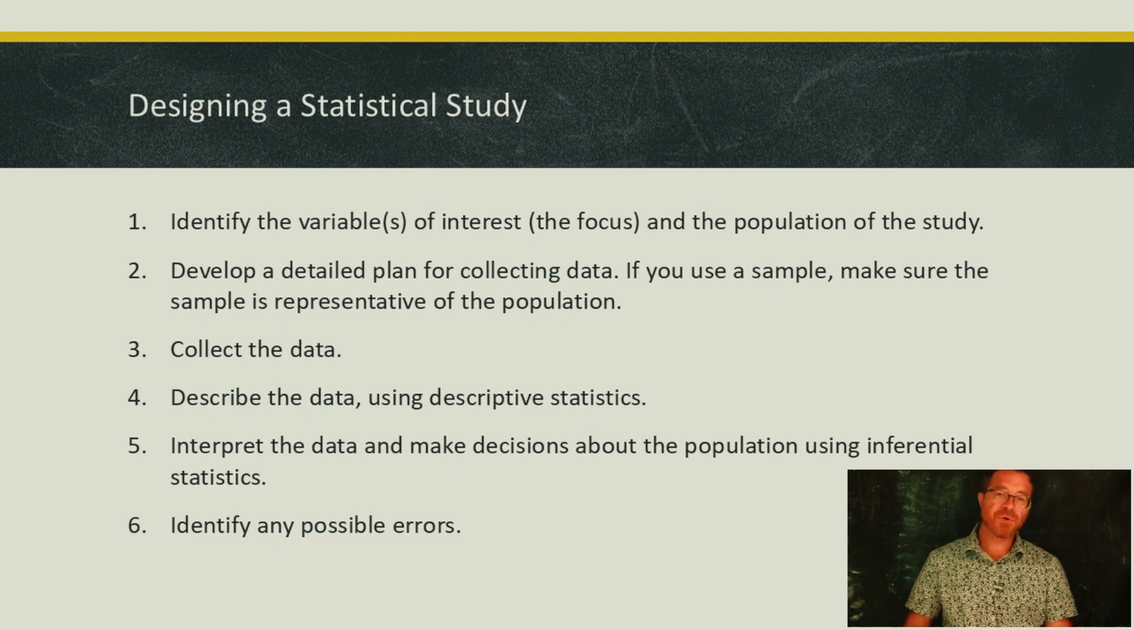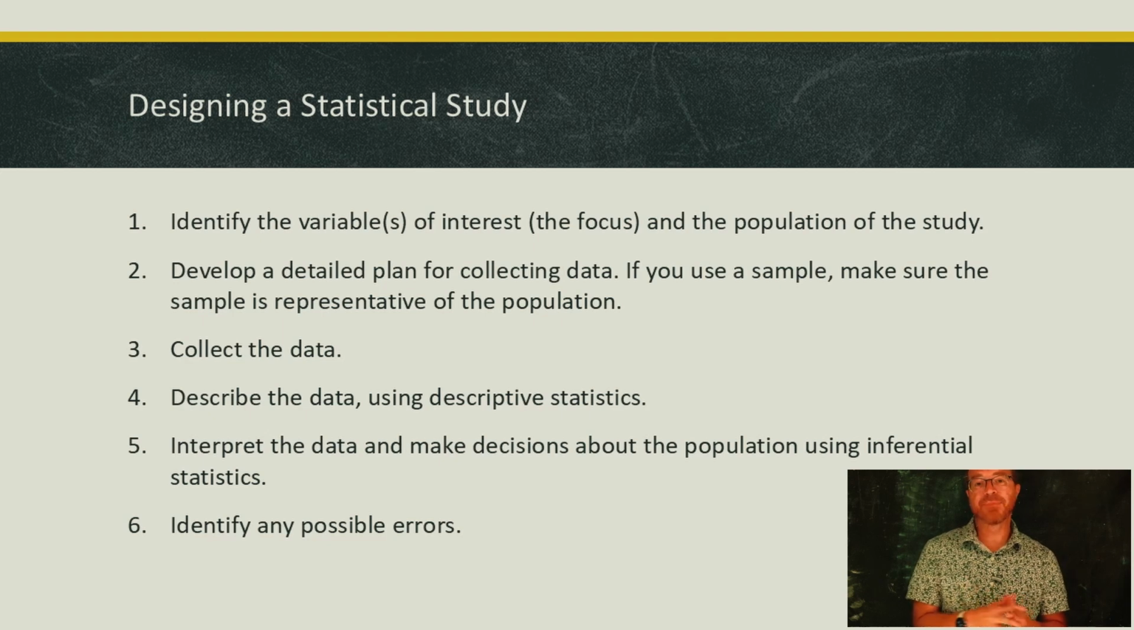So you'll use different methods to describe your data. Once you've done that, step 5 is to interpret the data and make decisions about the population using inferential statistics. So based on the sample that you've collected, and once you've done your analysis and gotten your descriptive statistics, what can we infer about the population and how are we making that inference?